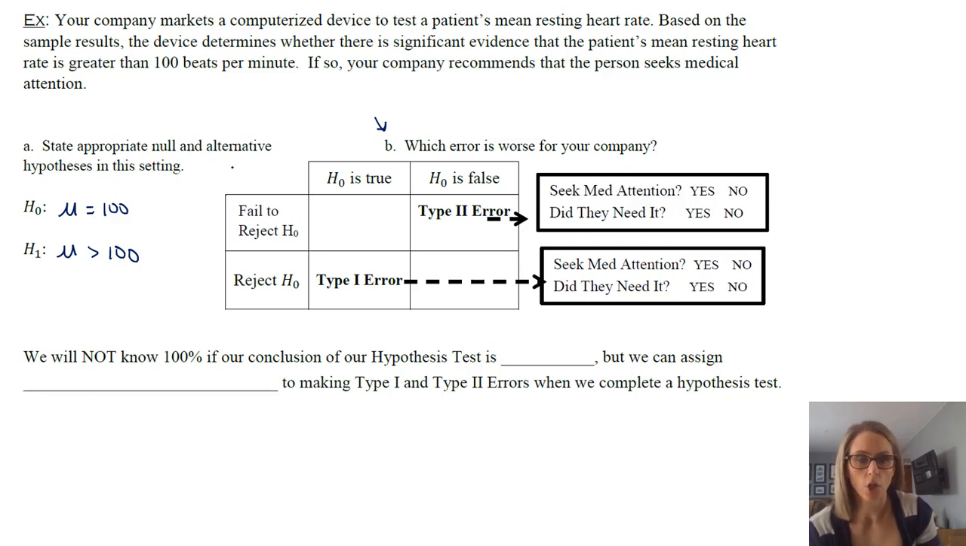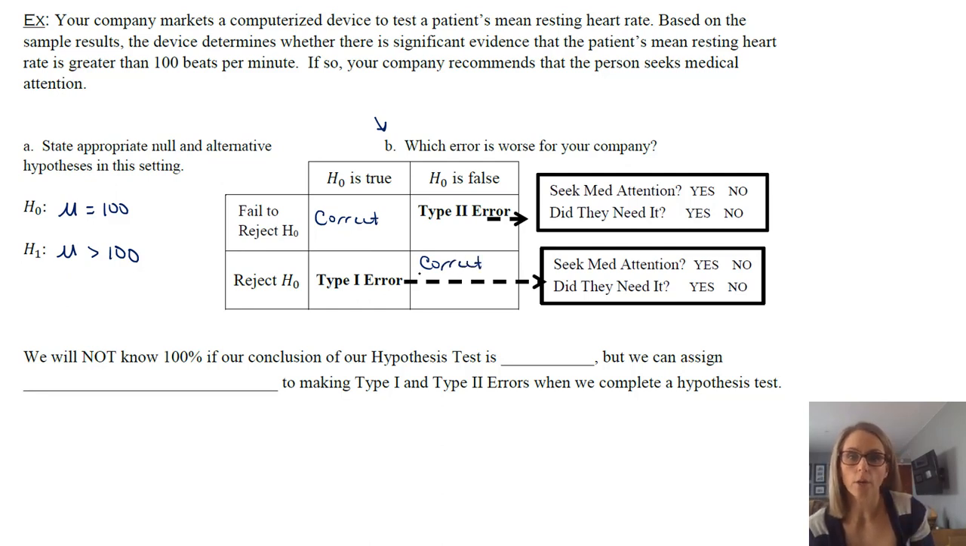So let's say you have someone and you're testing their mean resting heart rate. Maybe you do that multiple times. You take a random sample. If in fact their mean resting heart rate is actually 100 beats per minute, and you don't reject the fact that their mean heart rate is 100 beats per minute, then you've made the correct decision, okay, that's correct. Now, if H naught is false, if in fact their mean heart rate is not 100, and you reject that it is 100, well, that's also the correct decision.